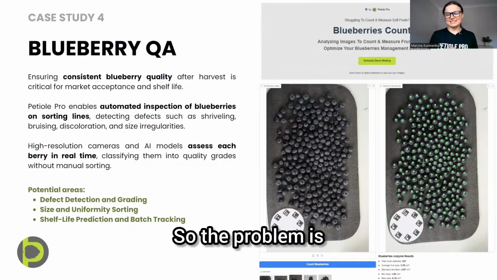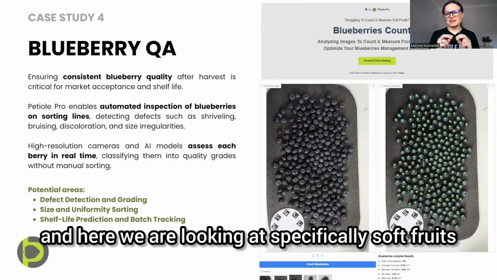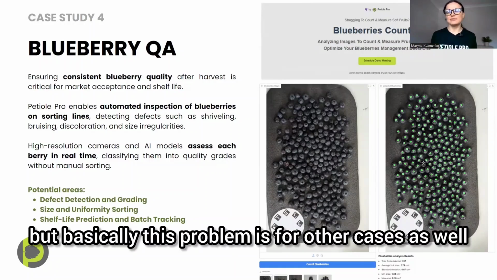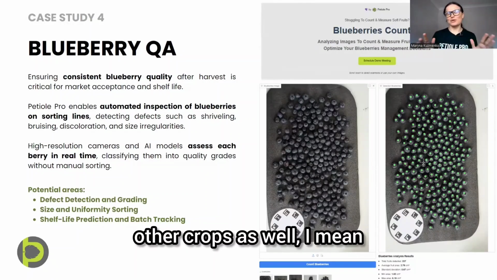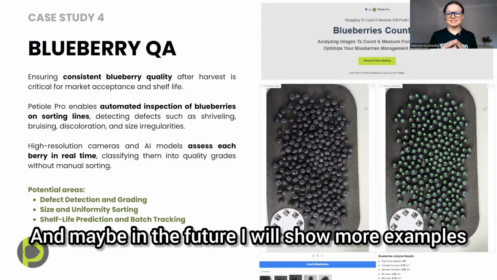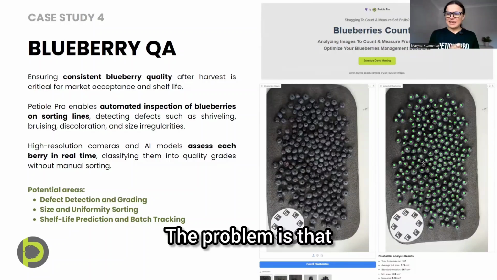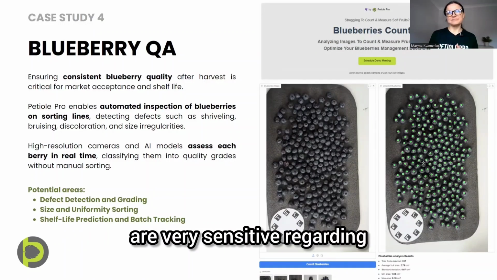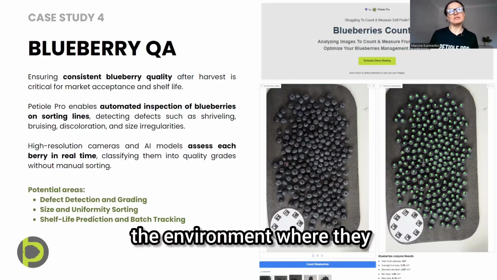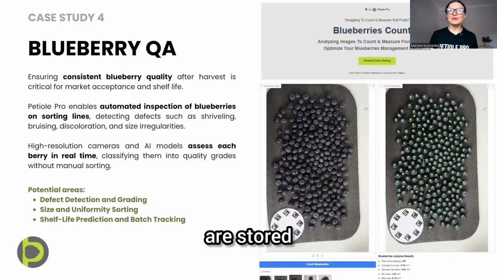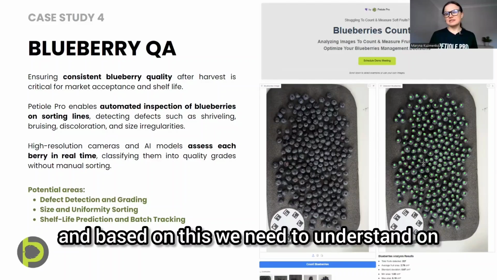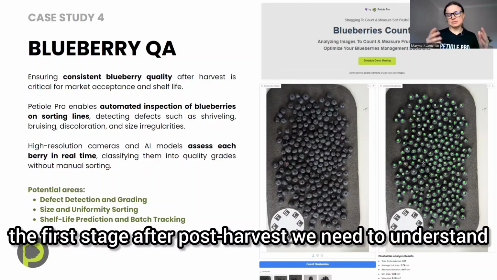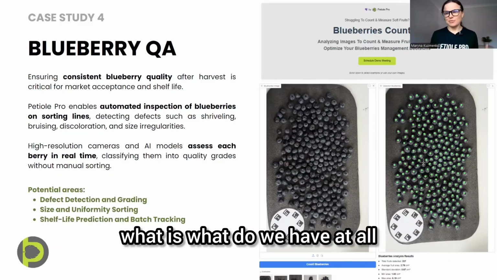So the problem is, and here we are looking specifically at soft fruits, but basically this problem applies to other crops as well. Maybe in the future I will show more examples, but let's say with blueberries. As with other soft fruits, blueberries are very sensitive to the environment where they are stored at the post-harvest stage. Based on this, at the first stage after harvest, we need to understand what we have at all.